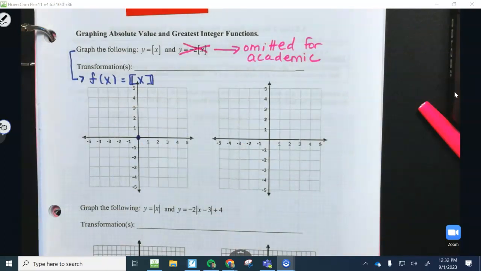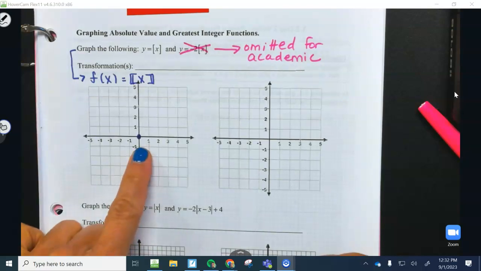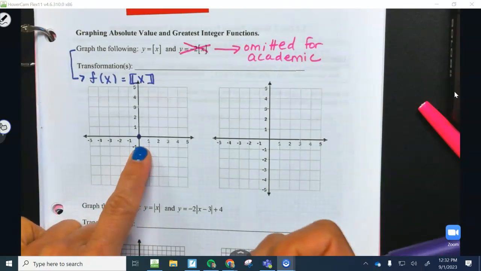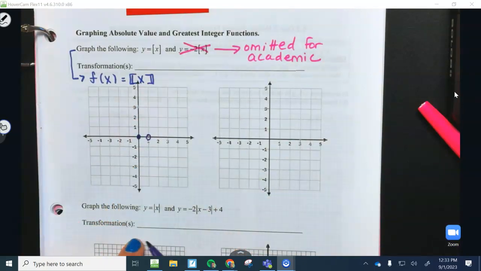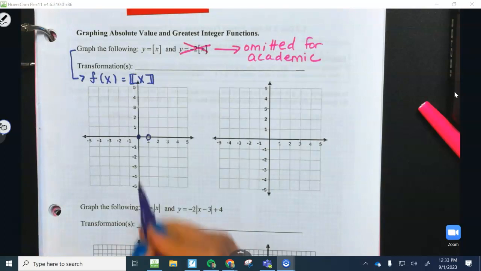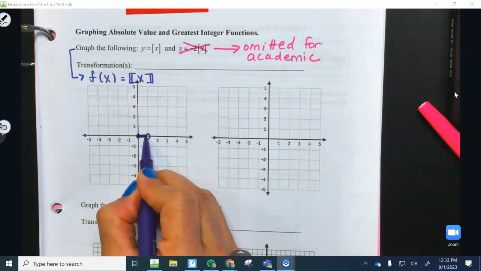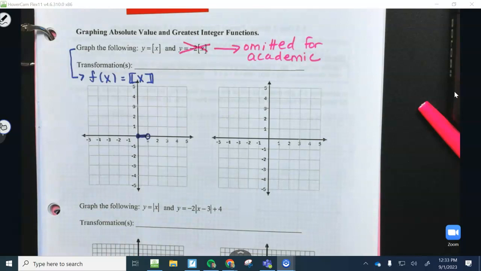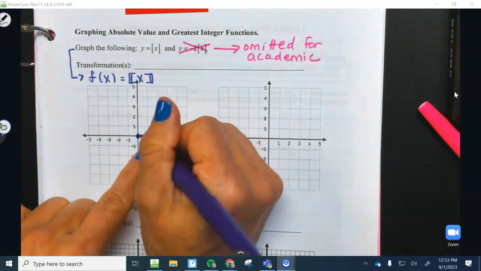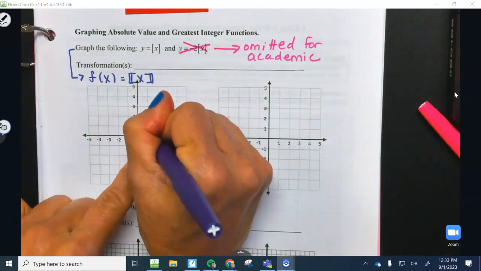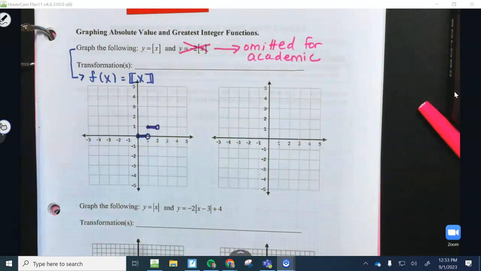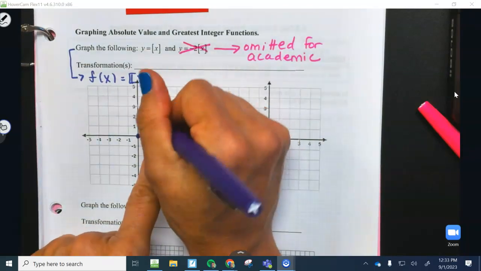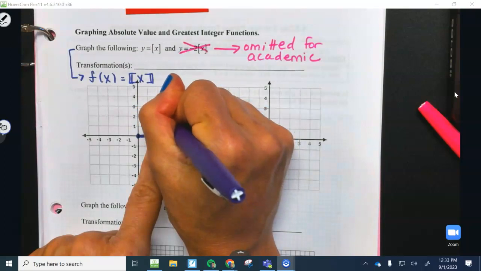But now remember, everything gets pushed down to the lowest integer, which means this has to be an open circle because everything gets pushed down. So that's going to be my first step. Remember, it's also known as the step function. And then, of course, every step above it is going to start right where the open circle leaves off. There's an open circle, so it gets filled in above it.